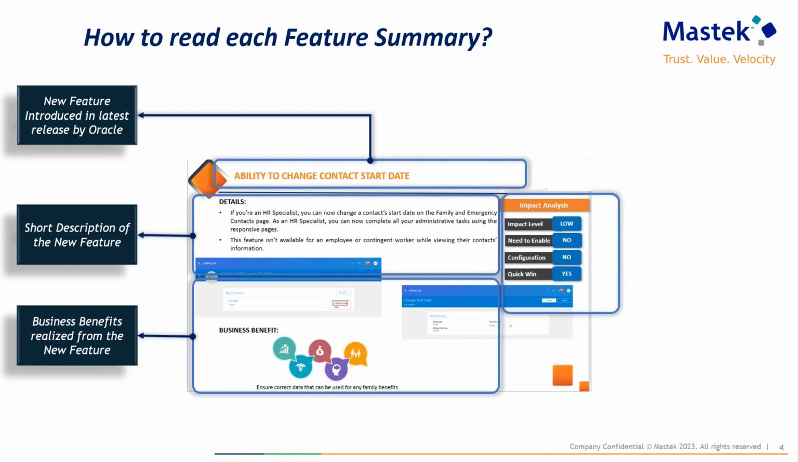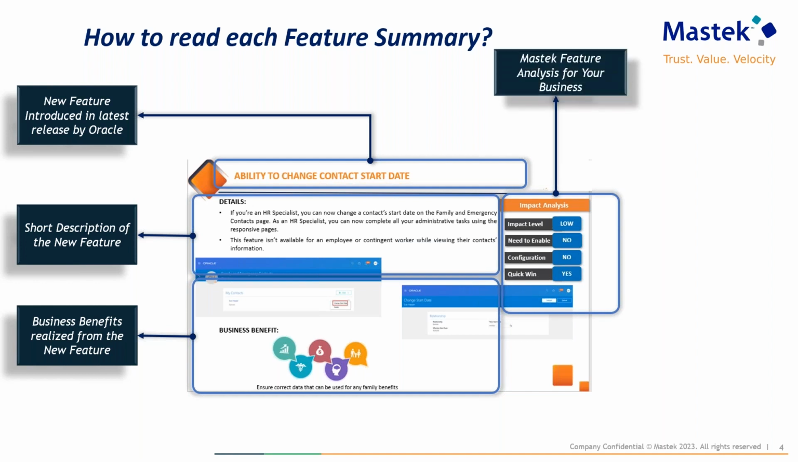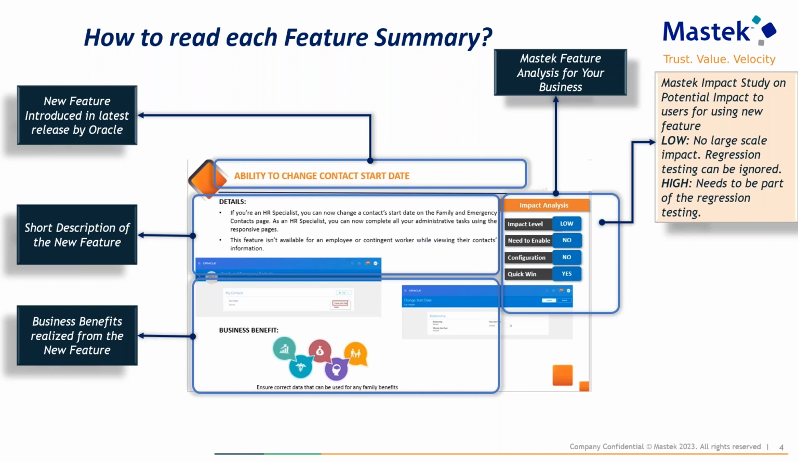There are 4 components where we have done in-depth analysis of the features which we're going to present to you today. The first one is impact level analysis, which demonstrates the impact on the end user. If it's a low impact, then regression testing can be avoided. If it's a high impact, then we need to opt for regression testing.